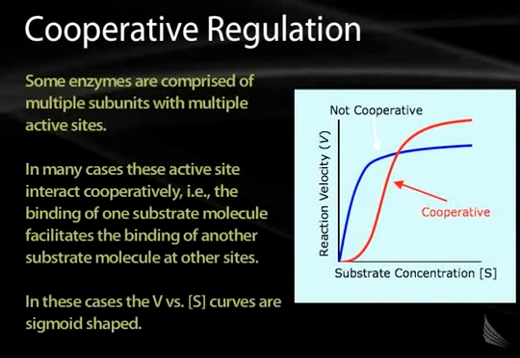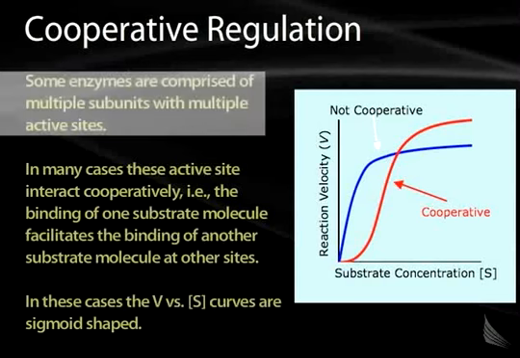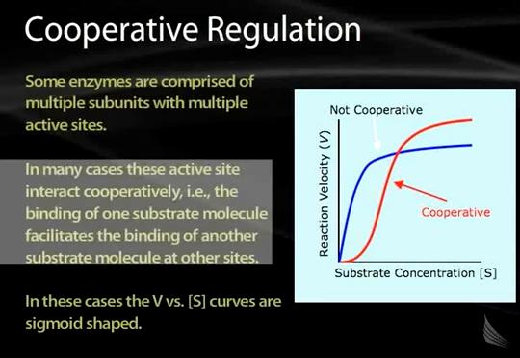So that's an example of inhibition. Now, enzymes can be regulated in other ways as well. For example, you can have cooperative regulation. Some enzymes are comprised of multiple subunits with multiple active sites. And in many cases, these active sites interact with each other cooperatively. That is, when a substrate binds one subunit, it affects or facilitates the binding of another substrate molecule at another site. And so what happens then is, as the enzyme complex binds more molecules, it becomes increasingly effective at catalyzing the reaction. The rate of the reaction increases.